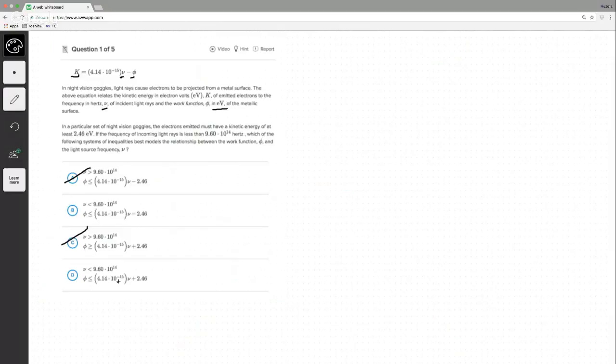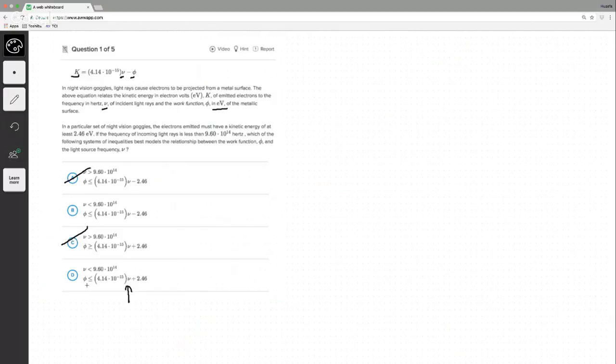So what I think is happening is basically when this guy equals 0. When you know what though? Now I'm thinking, oh wait, how did I cross this off? Let me see. Is the frequency of incoming light rays less than 9.6, and that's the incident light rays. Okay, I'm actually not even totally sure on this one.